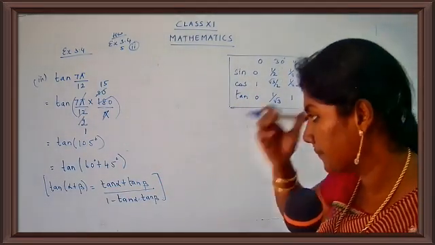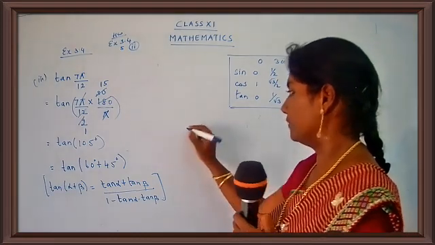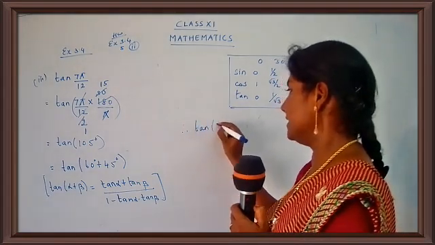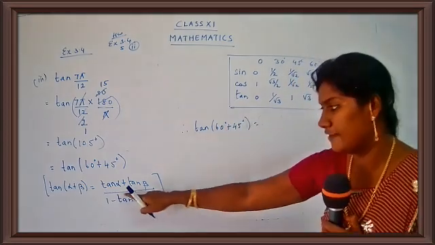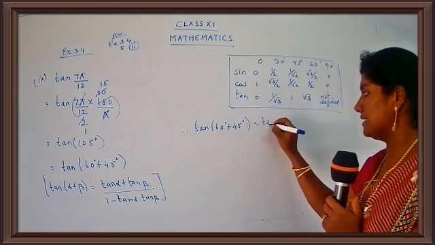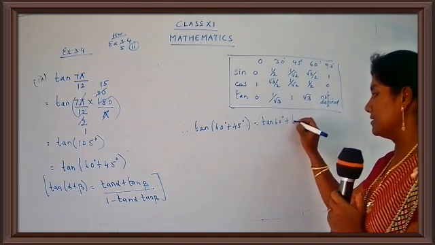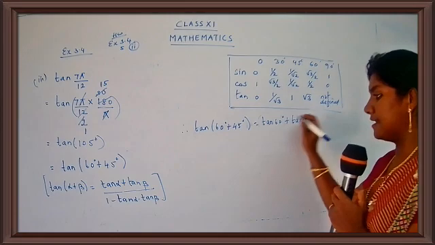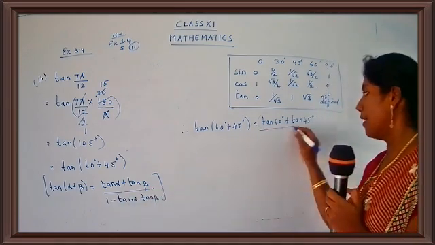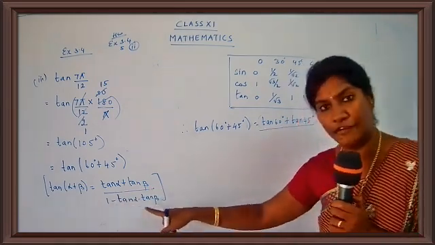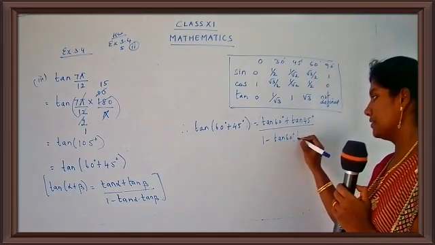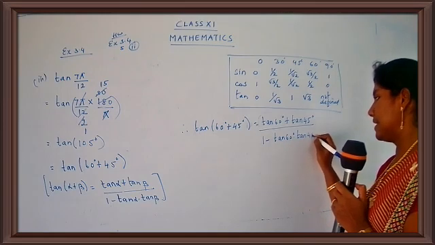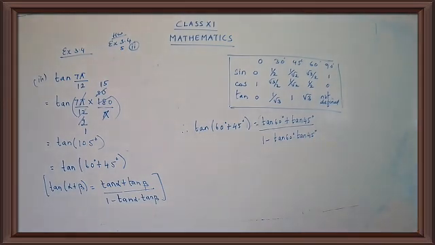So what do you get here? Therefore, tan of 60 plus 45 is equal to tan alpha plus tan beta, that is tan 60 degrees plus tan 45 degrees, upon 1 minus tan alpha into tan beta, that is 1 minus tan 60 degrees into tan 45 degrees. I'm just going to substitute the values. Let us substitute the values.